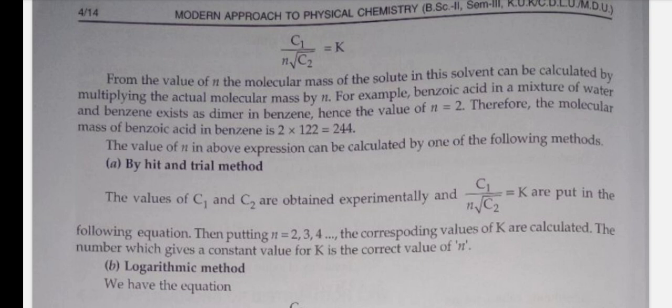For example, benzoic acid in a mixture of water and benzene exists as a dimer in benzene. Hence, the value of N is equal to 2. Therefore, the molecular mass of benzoic acid in benzene is 2 into 122, which is equal to 244.